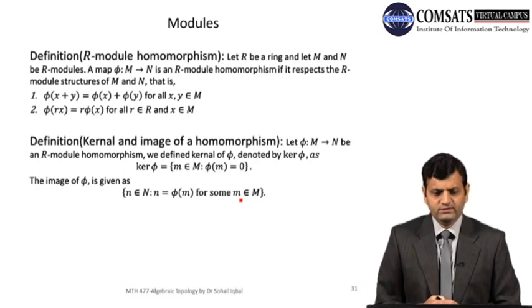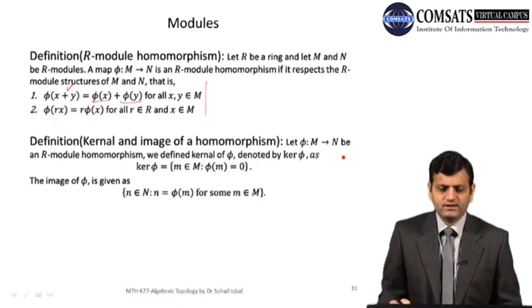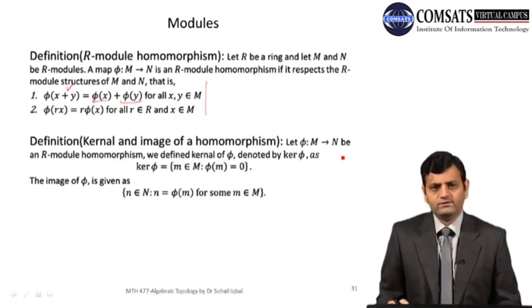So when we use the word respect, it means that if I add two elements in M and then operate phi on them, it should be the same as operating phi on one element and phi on the second element and then adding them. So basically this phi respects this operation of addition. You can apply phi first and then add them later, or you can add them first and then apply phi later. There should be no difference. And similarly, for this operation of action, if you operate phi on r into x, it doesn't matter if you apply phi on x first and then multiply with r, or you operate r on x first and then apply phi. There should be no change in the answer. Okay, so if these conditions are satisfied, then we say that it is an R module homomorphism.